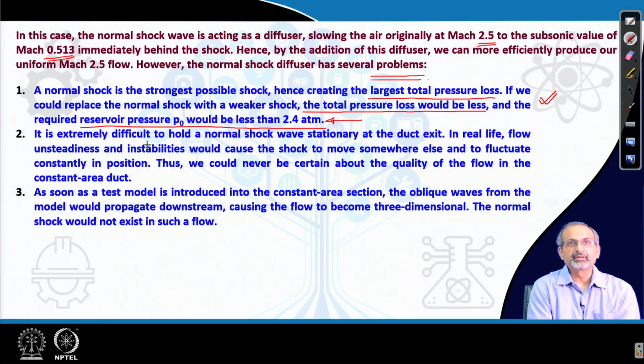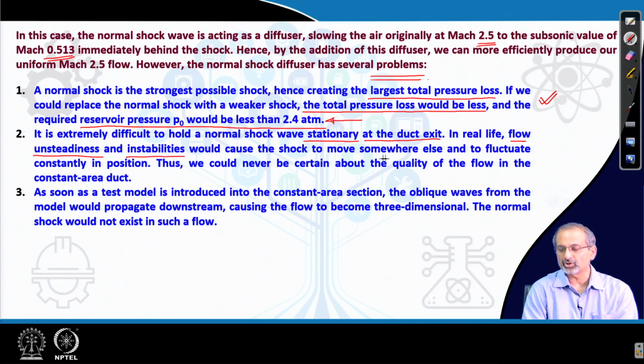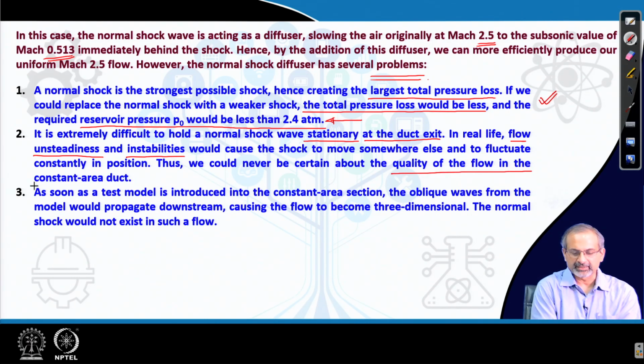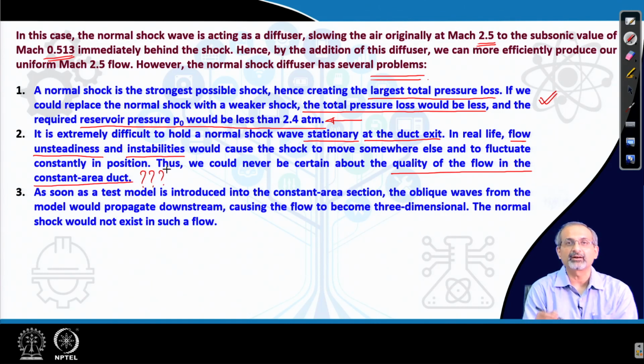It is also extremely difficult to hold the normal shock stationary at the duct exit. In real life, the flow becomes unsteady. Instabilities cause the shock to move somewhere else and fluctuate constantly in position. So, the shock does not even stay still at one location. Thus, we could never be certain about the quality of the flow in the constant area duct, and that may put a big question on the quality of the results that you get out of the experiment. This is a very serious issue.